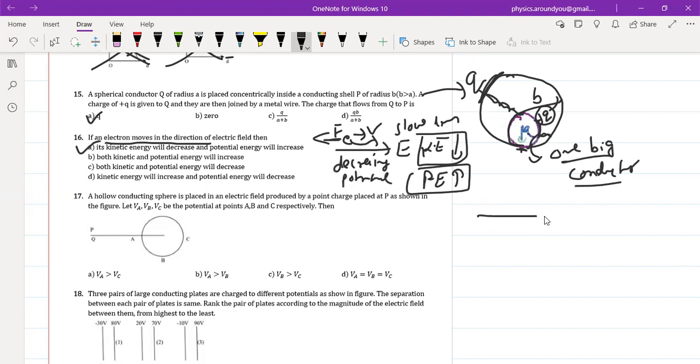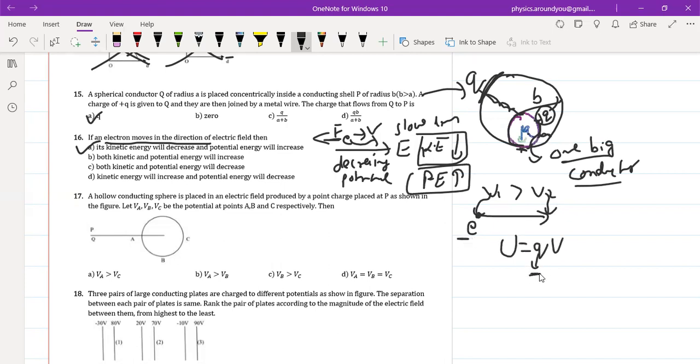So if the electric field is pointing this way, potential over here is always greater than potential over here. Now, what if I place an electron here? Remember, electron has a negative charge. Potential energy is Q into V.